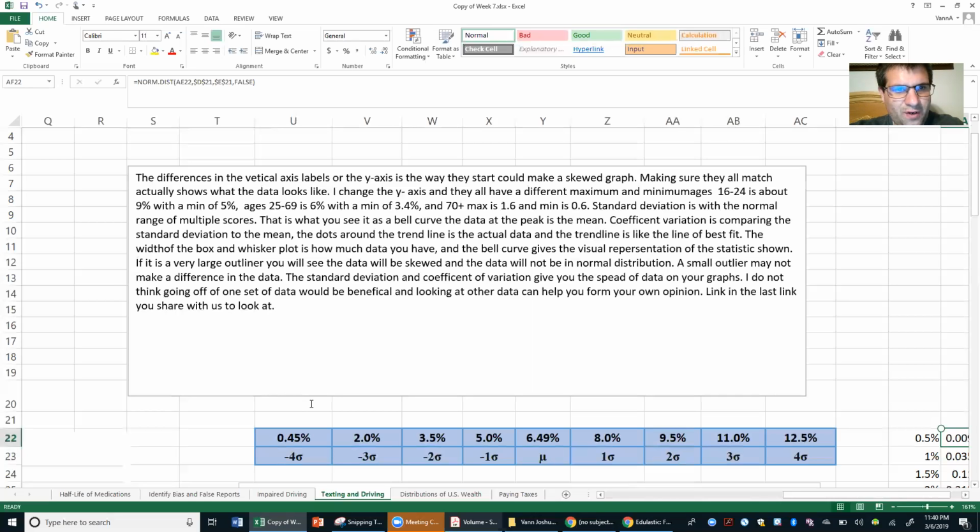If it is a very large outlier, you will see the data will be skewed, and the data will not be in normal distribution. A small outlier may not make a difference in data.